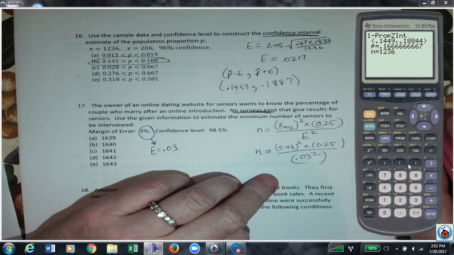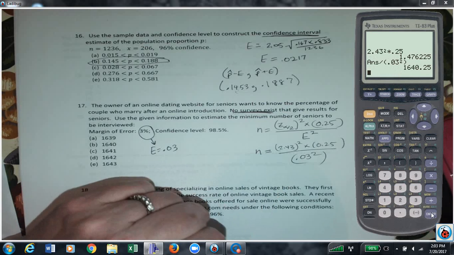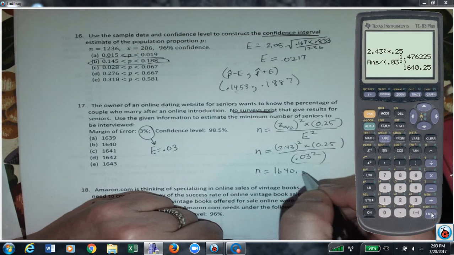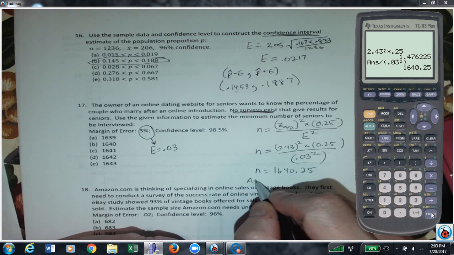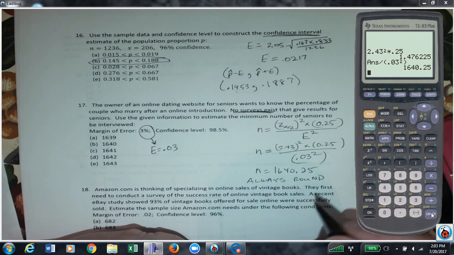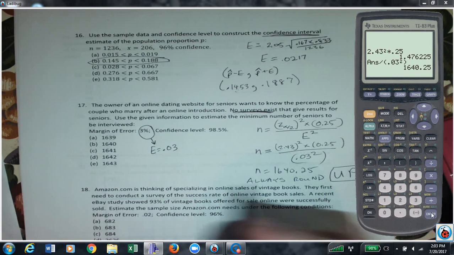So my answer is going to be 2.43 squared times 0.25. That's my numerator. And my denominator is 0.03 squared. So this is telling me N is equal to 1640.25. We always round up when we're working out a sample size. And rounding that up gives me 1641.